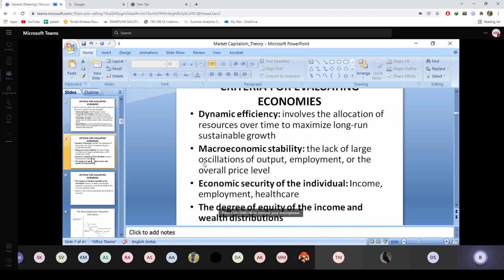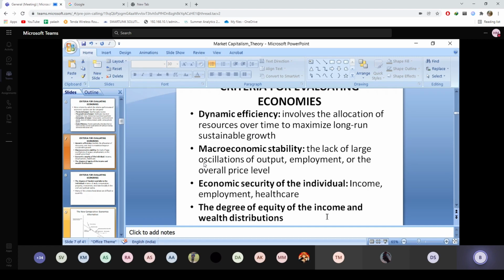Then sixth is macroeconomic stability. Here, it is the lack of large oscillations of output, employment, or the overall price levels, which is what macroeconomic stability is all about. And we can see across economies which ones actually have this quality. It is usually argued that strict command economies achieve greater short-run macroeconomic stability, although there have been some spectacular exceptions. Indeed, the few remaining command socialist economies such as North Korea have exhibited greater macroeconomic instability since the breakdown of the Soviet Union.